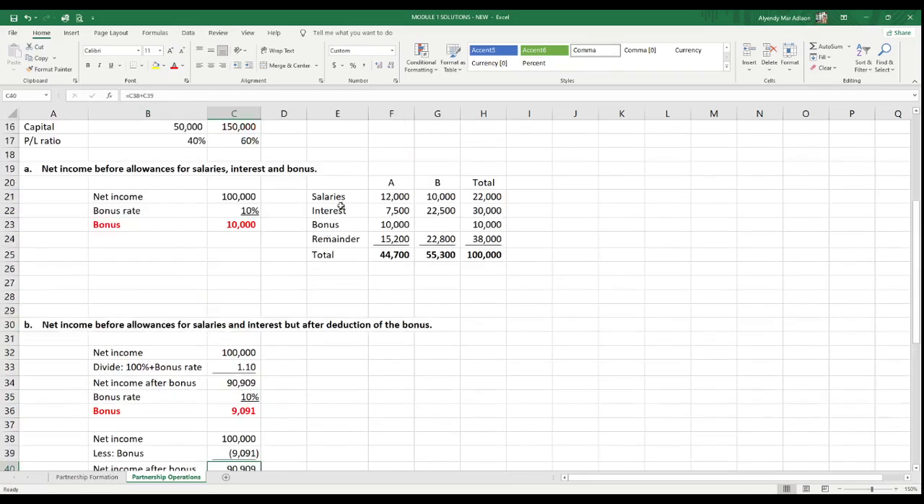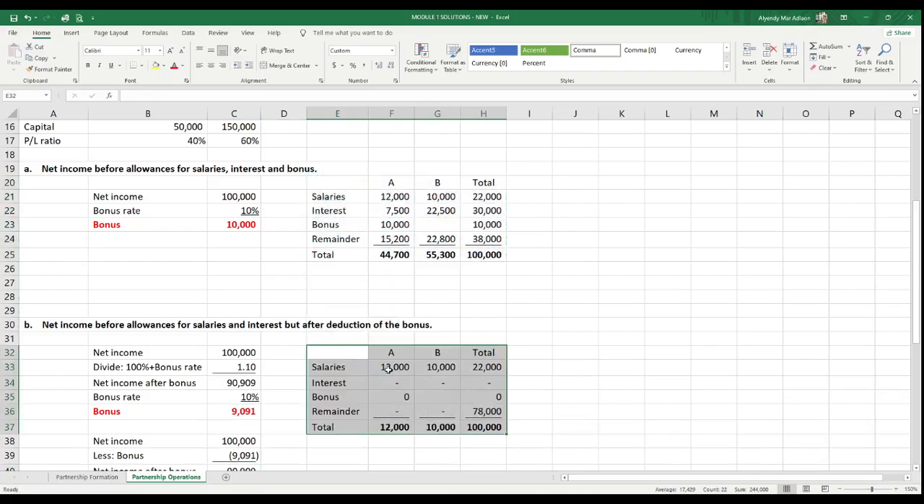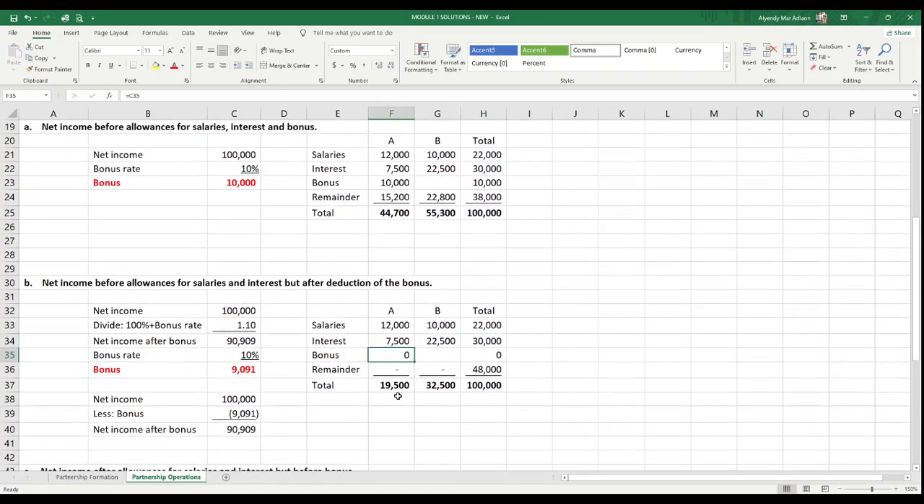Okay, so for the distribution of their profit. Still we have the salaries of 12,000 and 10,000, so you have 22,000. For the interest, that is the same. We have 7,500 and 22,500, so you get 30,000. But for the bonus, it is now different. For this problem, we have 9,091 as the bonus.